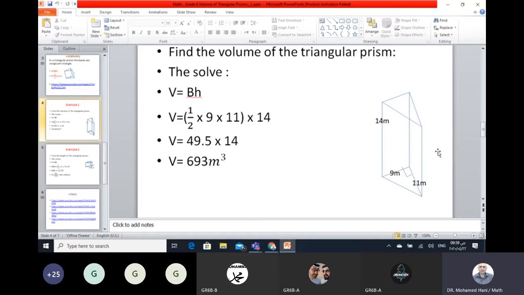Now how to solve the volume? Remember the rule, use the formula.